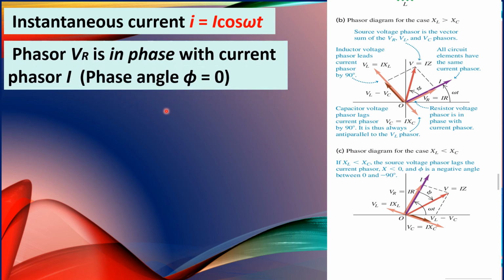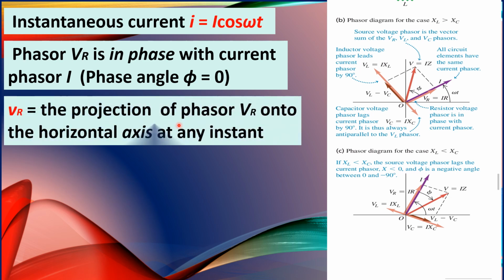Again, the potential difference between the terminals of the resistor, we are emphasizing, is in phase with the current phasor. That means that the phase angle phi is equal to 0, and the projection of the V_R phasor onto the horizontal axis at any given instant is labeled here as small v_R.